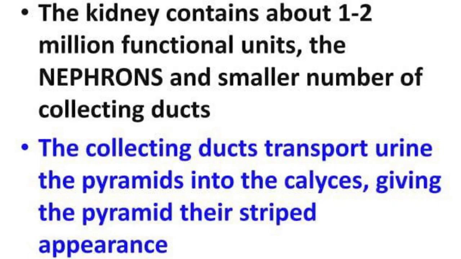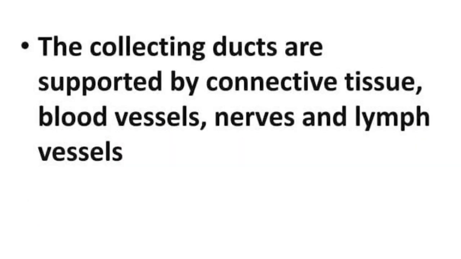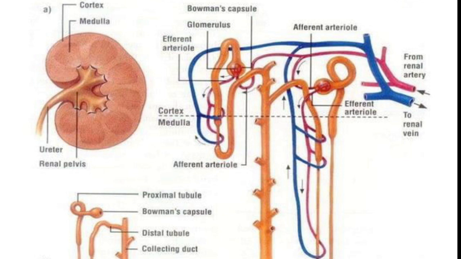Now the microscopic structure of the kidney. The kidney contains 2 million functional units called nephrons. The nephron mainly secretes the urine, and the waste product is removed with the help of the nephron. The collecting duct is supported by tissues called connective tissue, blood vessels, nerves, and lymph vessels. So this is the structure of the nephron.